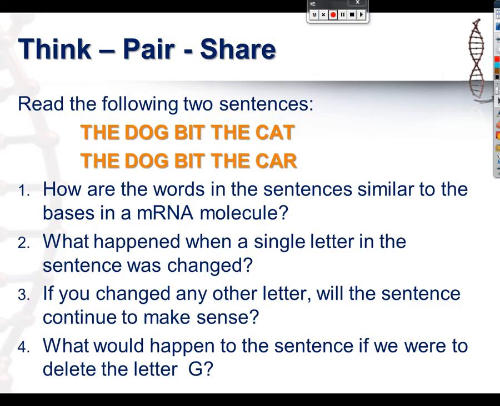During DNA replication, when you have an error like this occur, the end product could end up being a product that, for the most part, doesn't make sense. Changing this T to an R, the dog bit the cat, as opposed to the dog bit the car, you know that that doesn't really make sense, whereas the first one does. This is a clear example of a mutation.